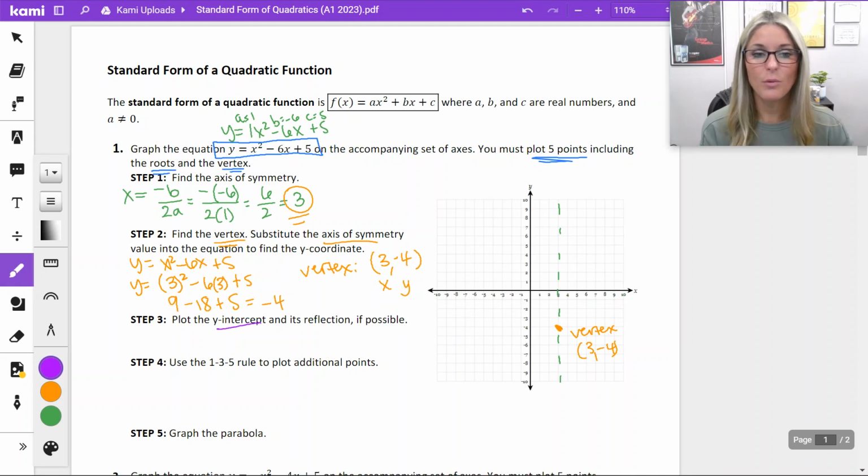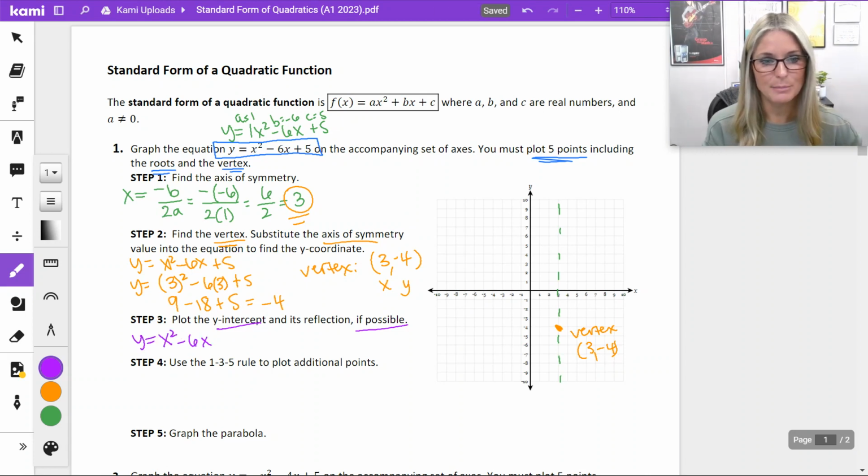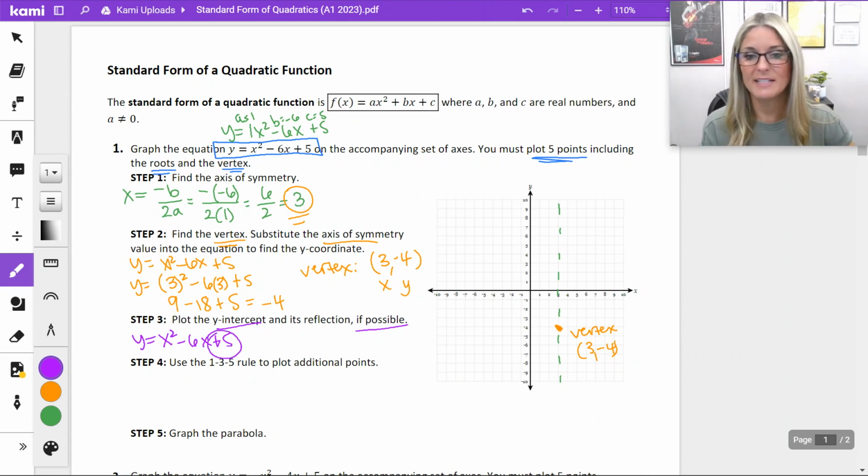Step 3, plot the y-intercept if possible. So from our function y equals x squared minus 6x plus 5, your y-intercept is always going to be your constant. So in this case, we have positive 5. And because parabolas are symmetric, I could plot the reflection. We're over 1, 2, 3 from the axis of symmetry. Let me go 1, 2, 3 out. I can plot that symmetric point there on the other side.